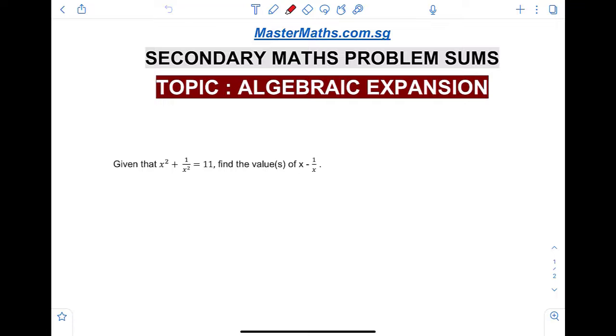Given that x squared plus 1 over x squared is equal to 11, find the value(s) of x minus 1 over x. Why value(s)? Because there may be one or more of these values. One or more. Alright.